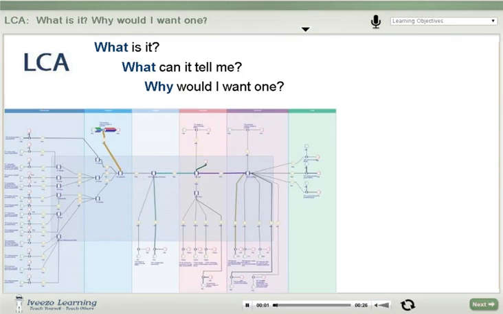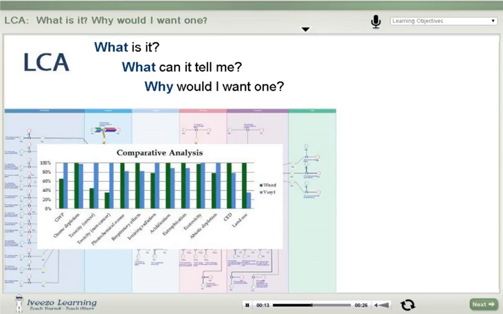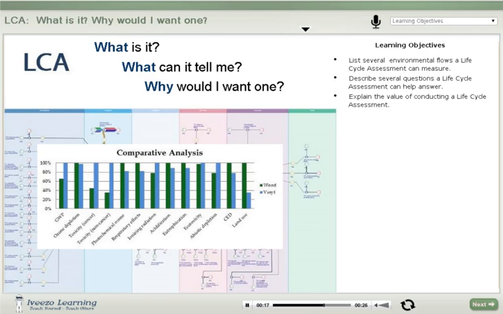The goal of this course is to give you a high-level view of life cycle assessment, LCA, so that you understand its value for making more sustainable choices. We will look at what an LCA is actually measuring, what the results might tell you, and why you would want to do one. Throughout this course, we will use several hypothetical building examples.